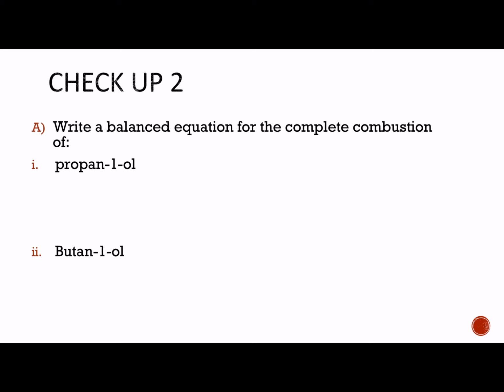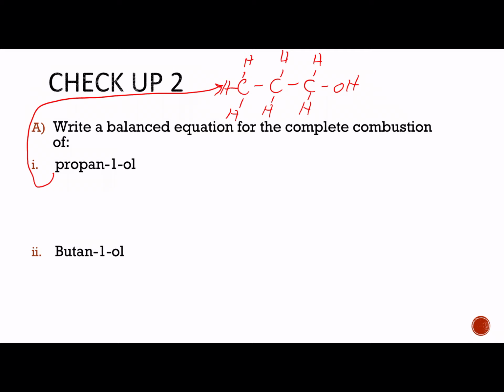So then write a balanced equation for the complete combustion of propan-1-ol and butan-1-ol. For propan-1-ol, it's up to you how you want to do it. You could first draw out the molecule. Propan-1-ol, CCCOH, with hydrogens on each carbon. So you count the carbons, C3. Count the hydrogens, 1, 2, 3, 4, 5, 6, 7, 8.